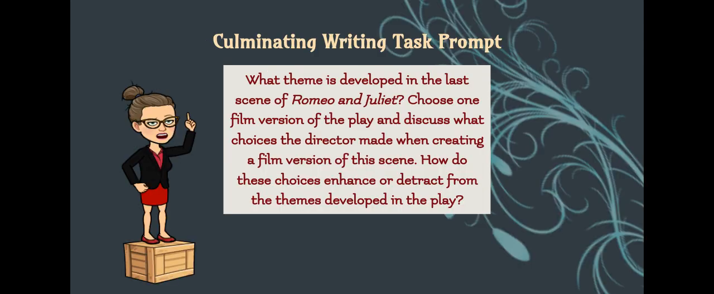Before we dive into this lesson, let's look at our culminating writing task prompt. What theme is developed in the last scene of Romeo and Juliet? Choose one film version of the play and discuss what choices the director made when creating a film version of this scene. How do these choices enhance or detract from the themes developed in the play?